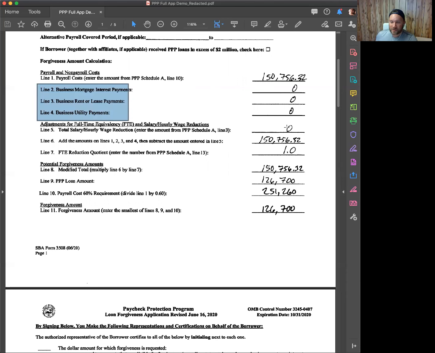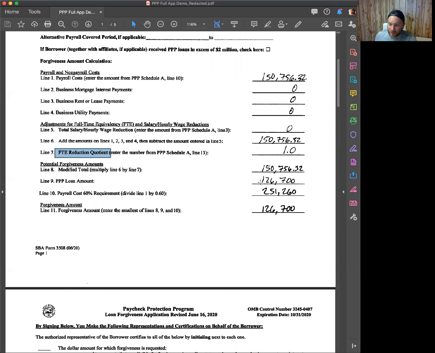In the case that you do have some, you have to go through that calculation. You're pulling this from Schedule A, line 3, okay? Then we're going to add up 1, 2, 3, and 4 and subtract line 5, okay? So in this case, we're still at the same amount. Next, we're going to put in the FTE reduction quotient. Remember, this was almost 30%, and instead we get to put a 1.0, a 100%. So instead of only having 30% of that amount hit line 8, we're getting the full 100% of it. So our modified total is still 150K.